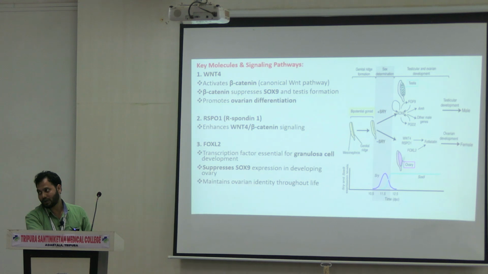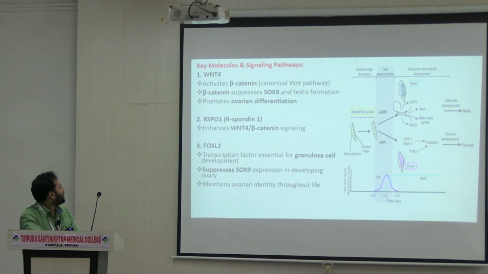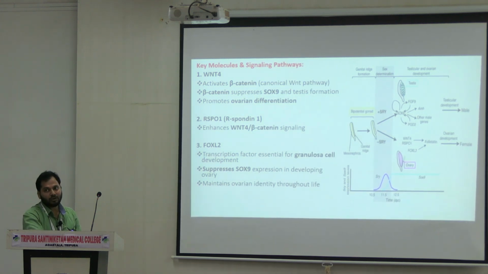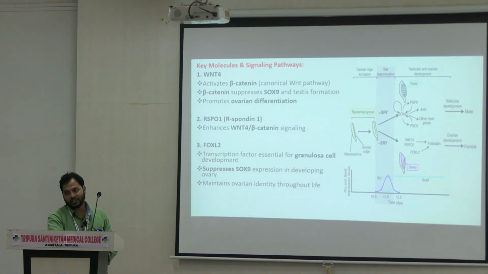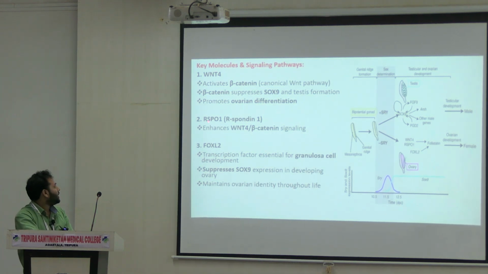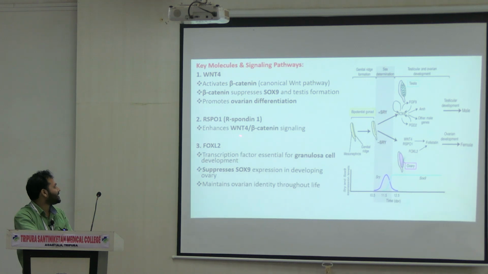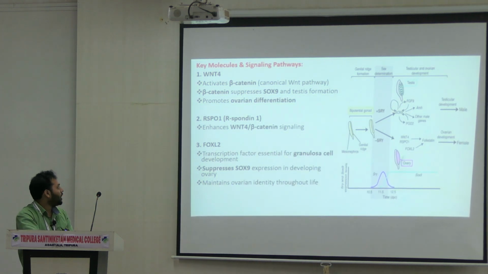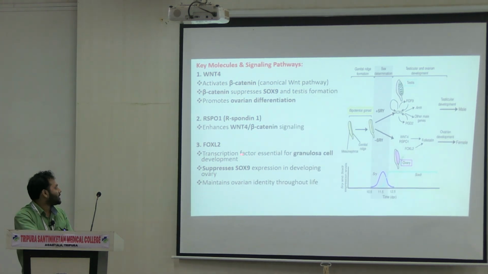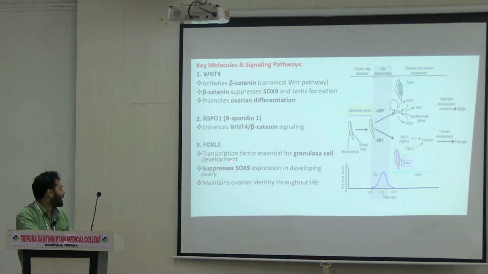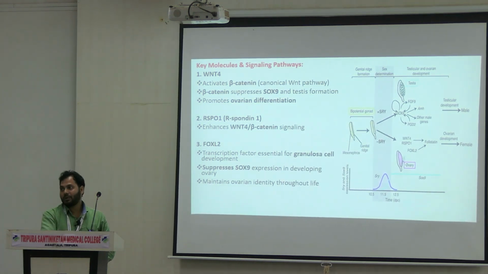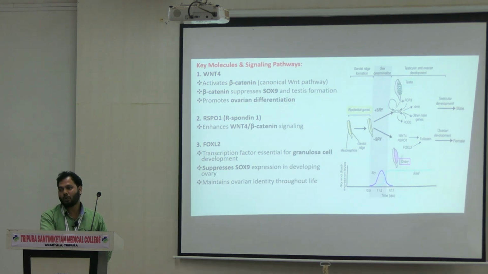Instead, it promotes the female pathway, right? So ultimately beta-catenin suppresses SOX9 and inhibits testis formation. No testis formation means no testosterone, no DHT, no AMH, no male pathway, right? And on the other hand, RSPO1 acts in another way. It enhances the activity of the WNT4 and beta-catenin signaling cascade, right? And FOXL2 acts as a transcription factor, which is essential for granulosa cell development. This FOXL2 also suppresses the expression of SOX9. It ultimately promotes the female pathway.